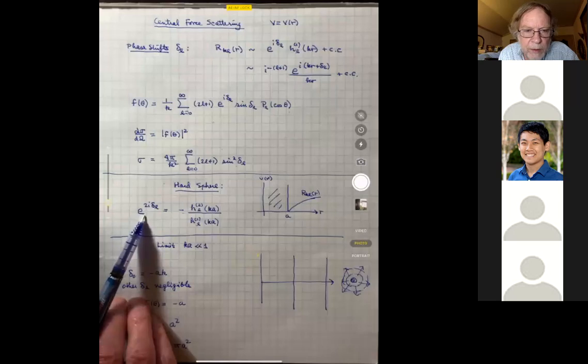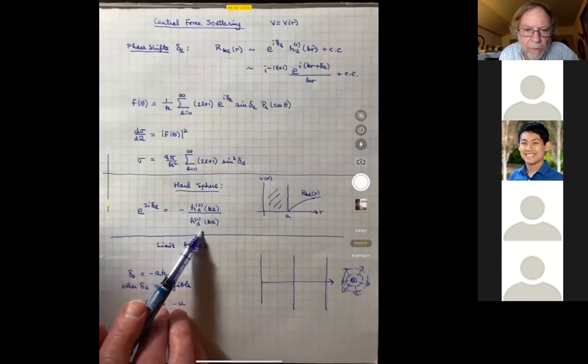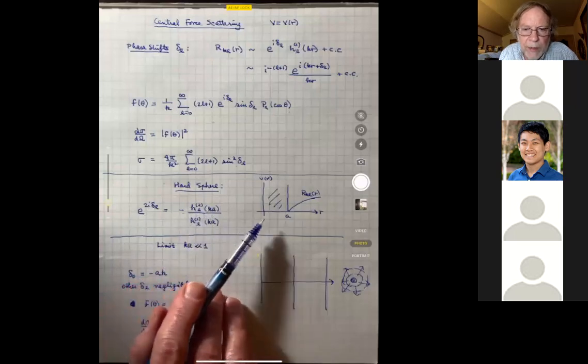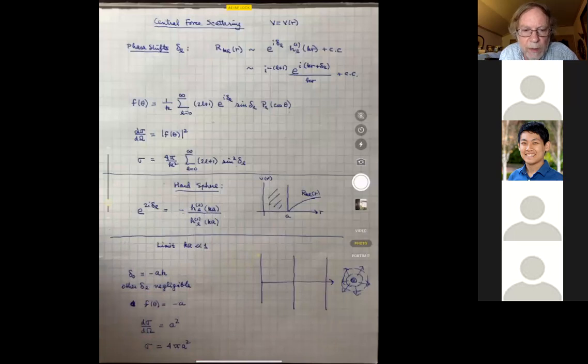It gives you here e to the 2i delta L. It's a ratio of Hankel functions which are evaluated at Ka, where K is the wave number and A is the radius of the sphere. So it's an explicit formula for the phase shifts, but it's expressed in terms of Hankel functions.